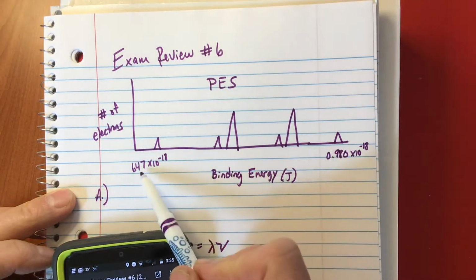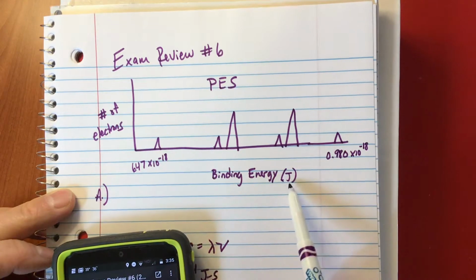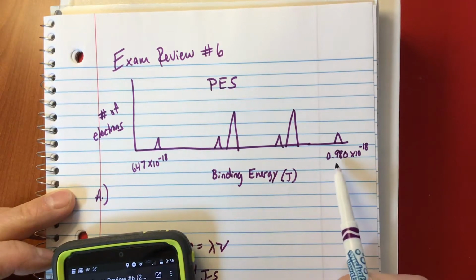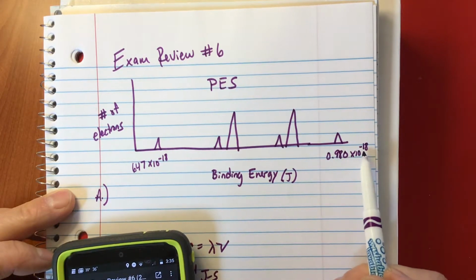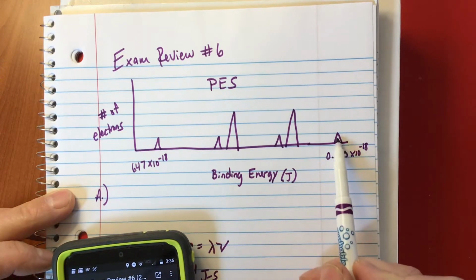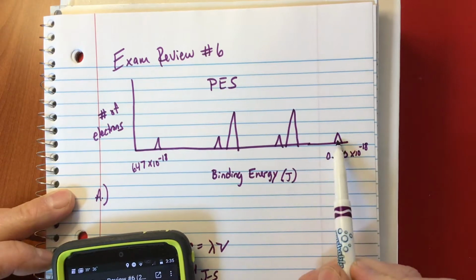I wrote the one on the far left. This signal had 6.47 times 10 to the negative 18th joules for a binding energy, while this signal out here to the right was only 0.980 times 10 to the negative 18th joules. So basically what that tells me is that this signal represents electrons that are easier to remove, therefore further out.